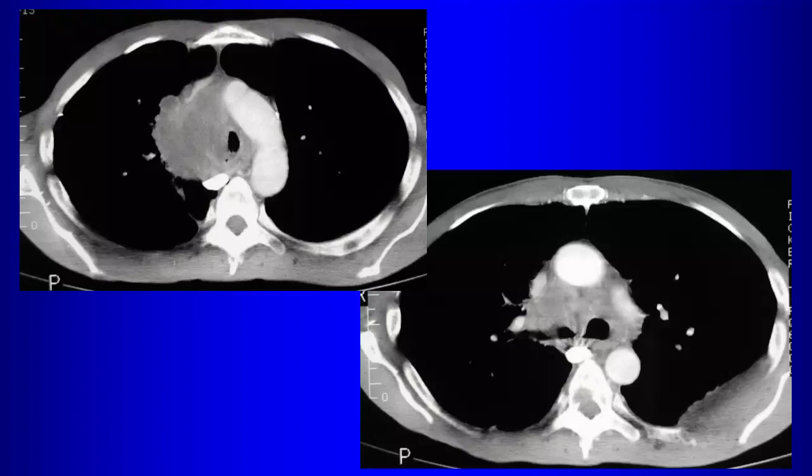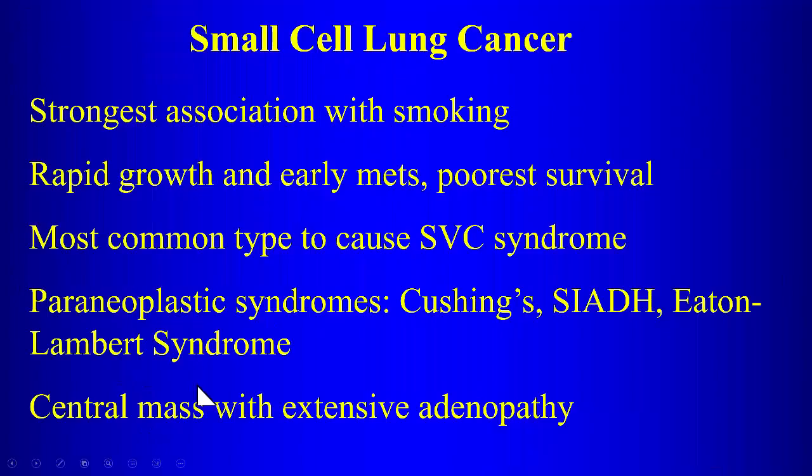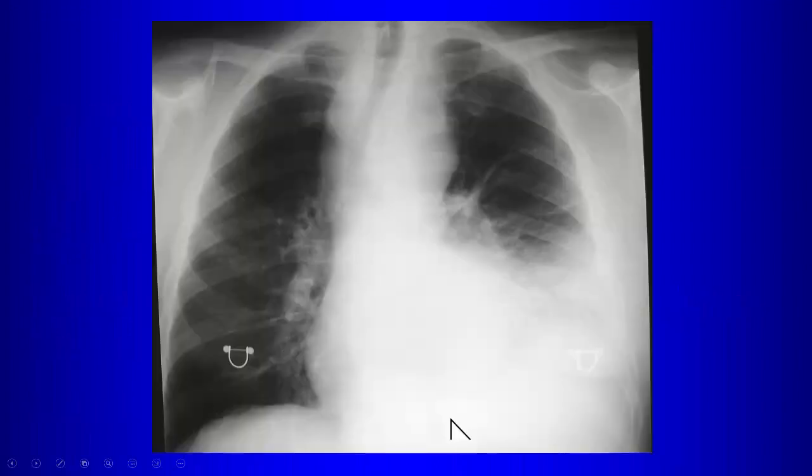All right. So by the way, of course metastatic disease from any tumor can also be in your differential, but if this looks like lymphadenopathy, what other tumor would be in your differential? Lymphoma, certainly lymphoma is also in your differential. Okay, this was small cell cancer. So, strongest associated with smoking, very aggressive tumor, most common tumor to cause SVC syndrome, paraneoplastic syndromes, Cushing's, SIADH, Eaton-Lambert, which is a myasthenia gravis-like syndrome associated with small cell. Usually presents as a central mass with extensive lymphadenopathy.